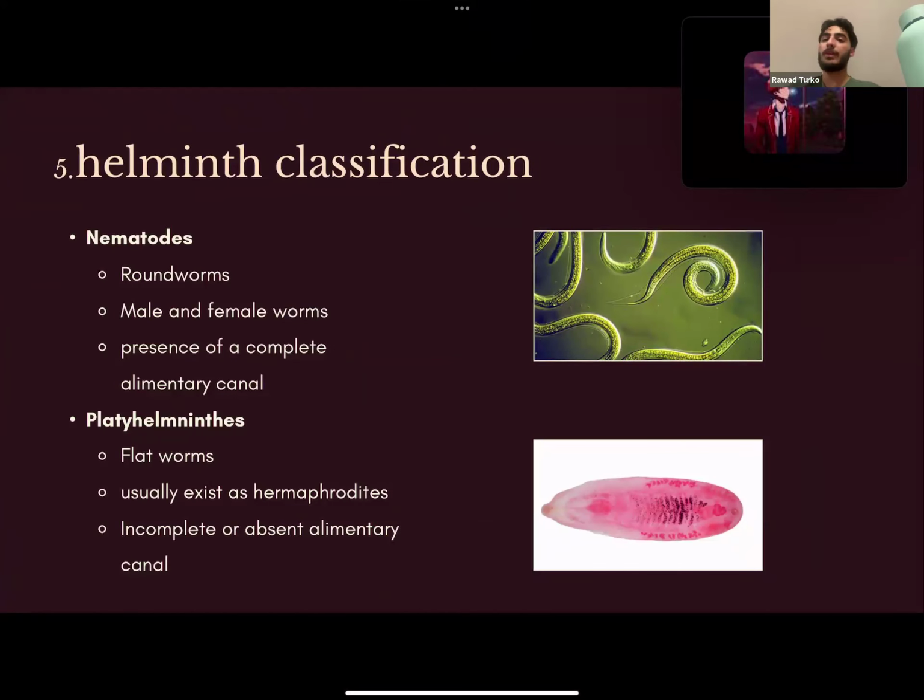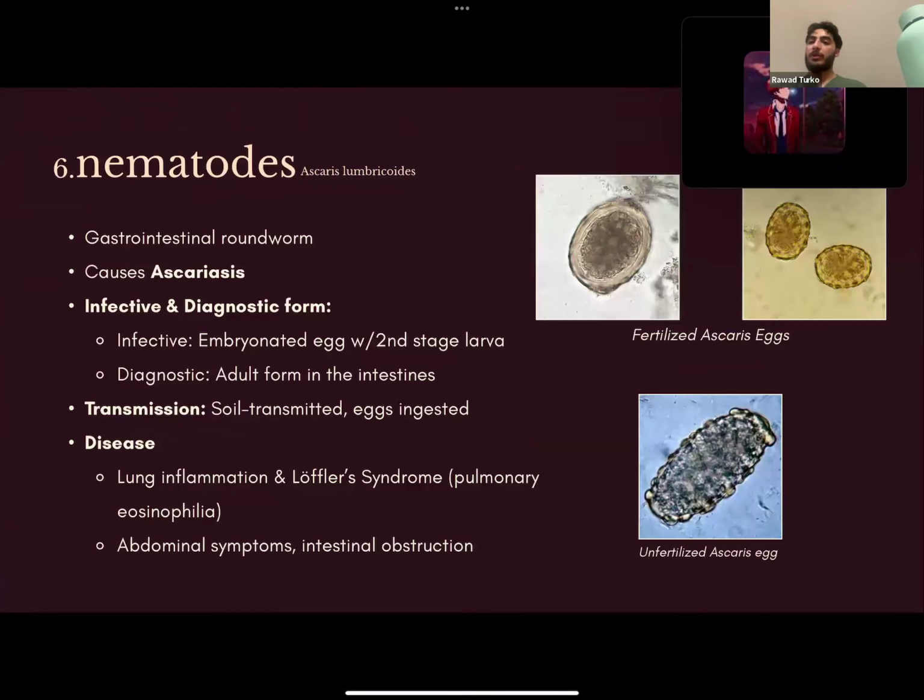Okay, let's get to it. The first one we're going to talk about is Ascaris lumbricoides. Ascaris lumbricoides is a gastrointestinal roundworm. Since it's a GI roundworm, it's going to cause GI symptoms. It's going to cause ascariasis. Now, just like protozoa, we have an infective stage and a diagnostic stage. The infective stage is an embryonated egg with second stage larva.